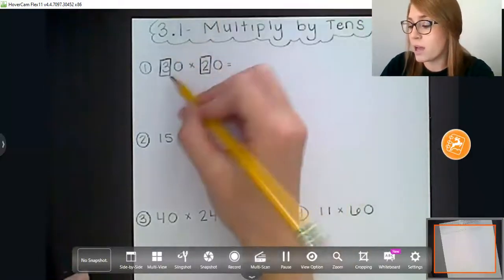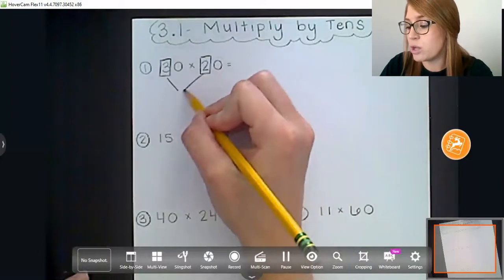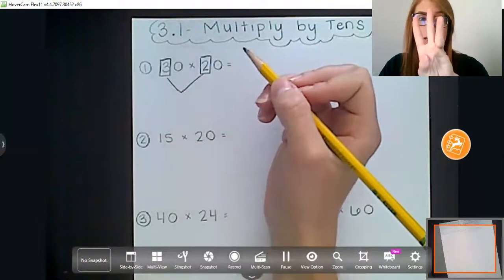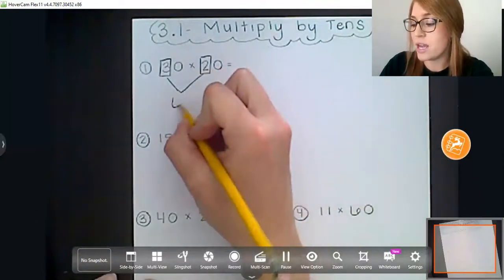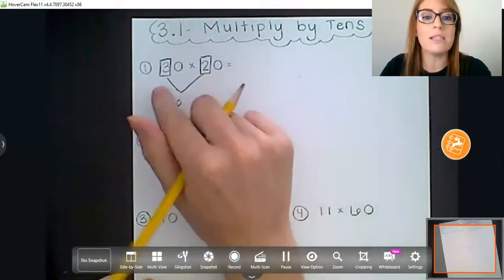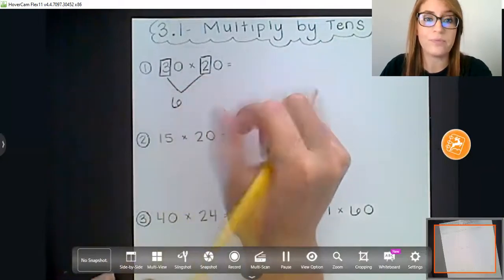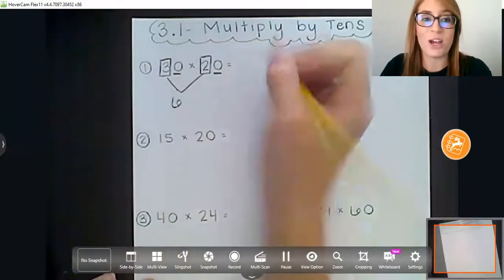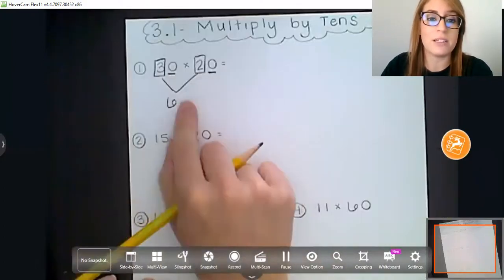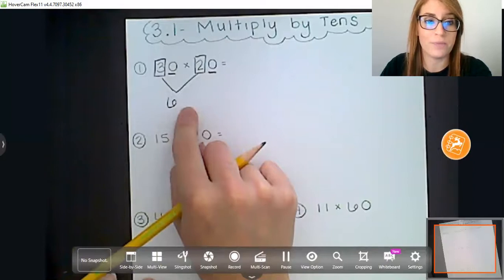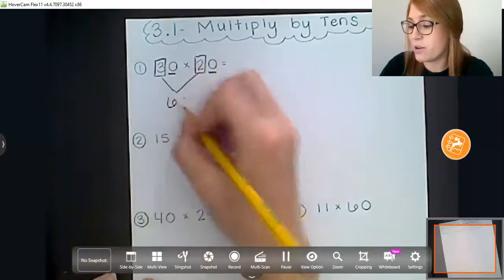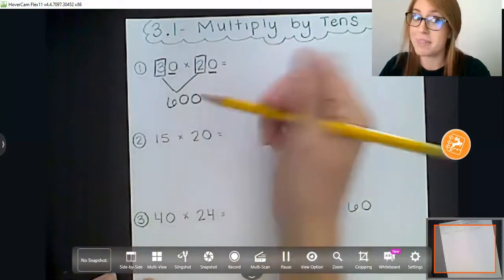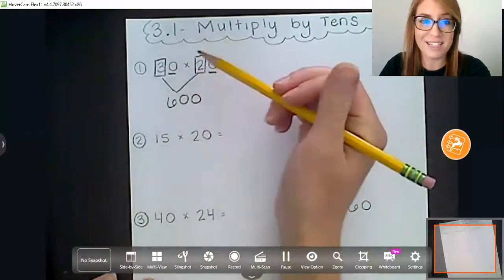Okay, so when I multiply 3 times 2, what do I get? Right, 6. Very good. Now, when you look at that problem, how many zeros do you see? Right, 1 here and 1 here. So 1, 2 zeros. So how many zeros do you think we're going to add here to the answer? Right, we're going to add 2 zeros, and 30 times 20 is 600. Not so bad, right? We can do this.